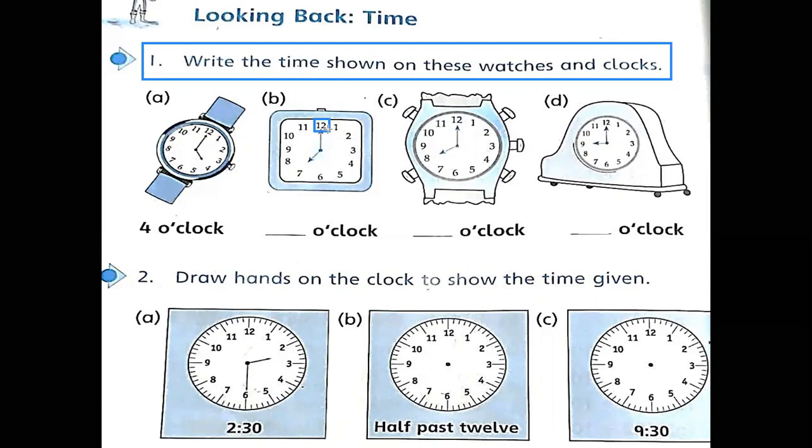Dear students, remember that these numbers marked on a clock face represent 12 hours. 1 hour, second hour, third hour, 4, 5, 6, 7, 8, 9, 10, and 11. These numbers marked on a clock face represent 12 hours.